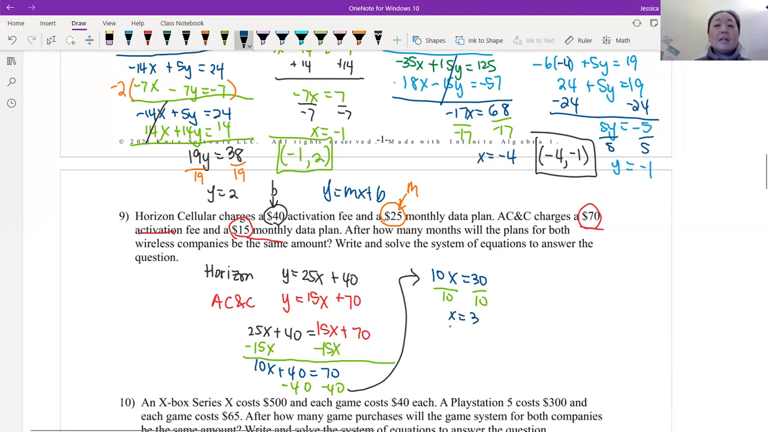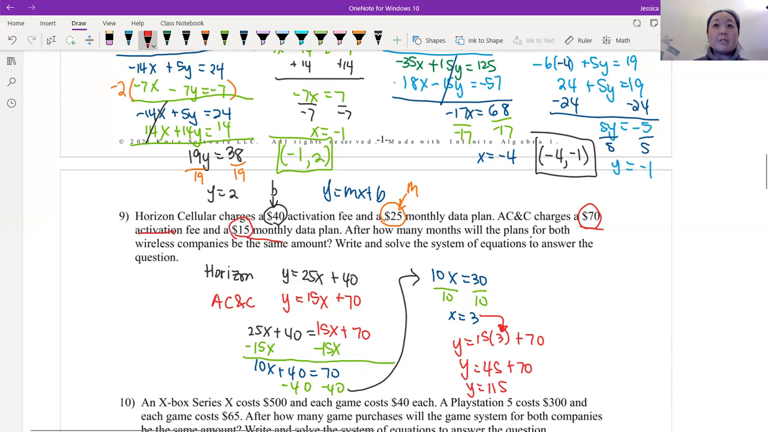All right. And then I'm just going to plug it back in. I'm going to use the bottom equation right there. But either one you use, it does not matter because it will give you the same answer. So 15 times 3 plus 70. Remember, we're using that 3 in for the x. So y is equal to 45 plus 70. So y is equal to, how much is that? 115.